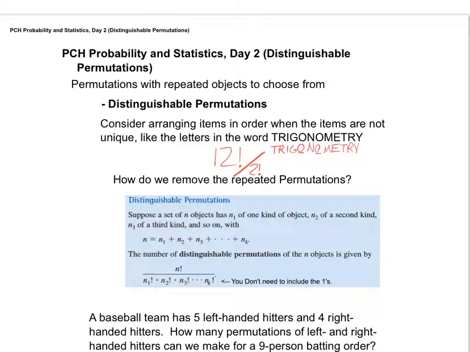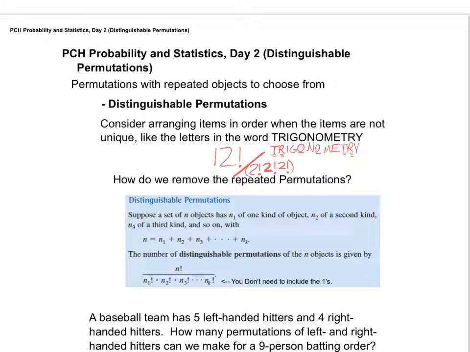Does that make sense? How about a T? You're right. There are also 2 T's. So now I need to divide by a 2 factorial to get rid of all the ones where just the T's are switched. And then also, there's another R that's repeated. So I'm going to divide by another 2 factorial to get rid of all of the permutations where the R's are switched. Okay?